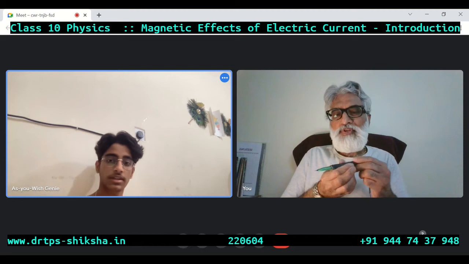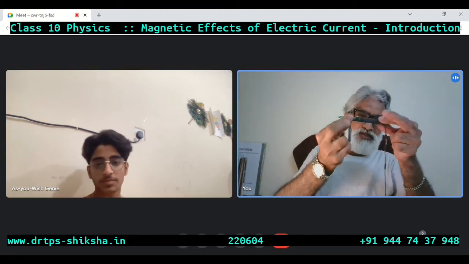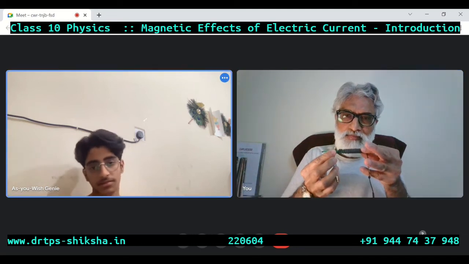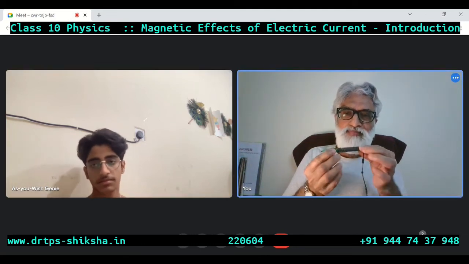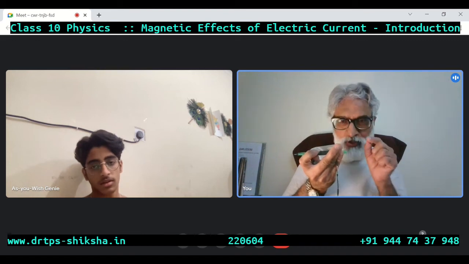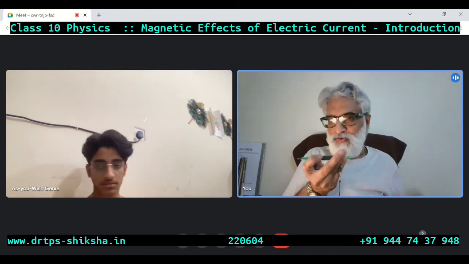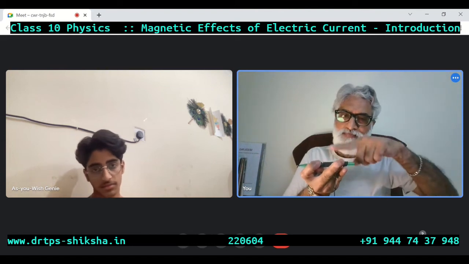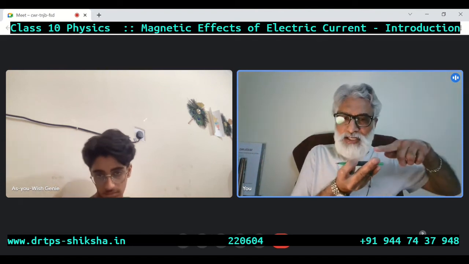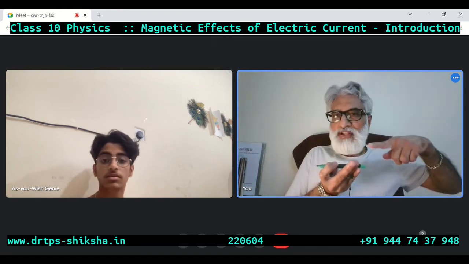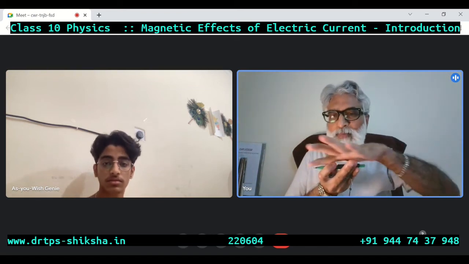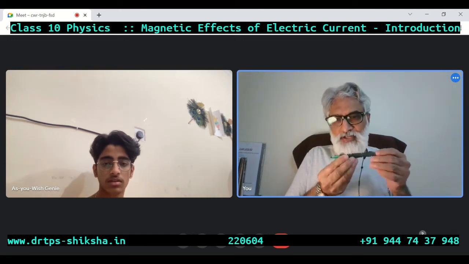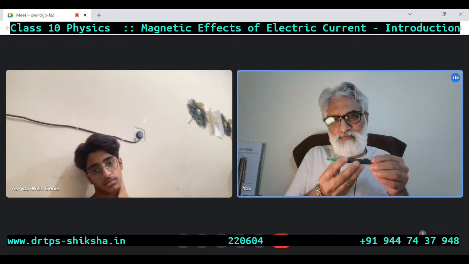Can you explain that again? No. Suppose you have a wire and then connect it to a battery here. The electrons flow from the negative terminal of the battery to the positive. Negative to positive is where it flows. So if it flows like this, automatically the magnetic field will be in this direction, perpendicular to that. That means there is a deflection happening.